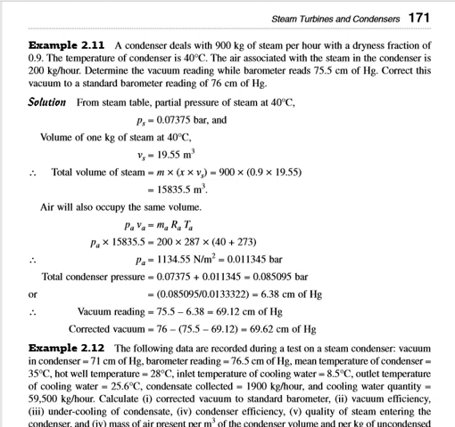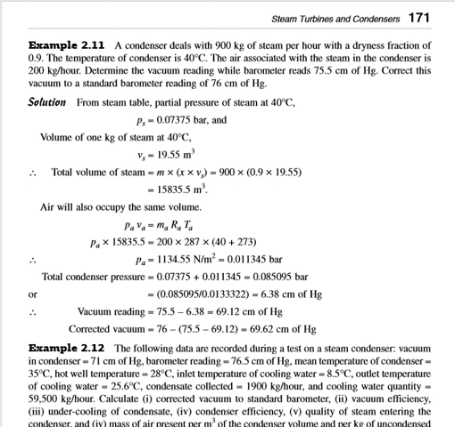Again you get the value from the steam table. Vs equal to 19.55 meter cube. Then you have to find the total volume of steam. That means you have to multiply by the mass of steam. Therefore, total volume of steam equal to mass into x into Vs equal to 900 into 0.9 into 19.55, we get the final value 15835.5 meter cube. This is the total volume of steam.